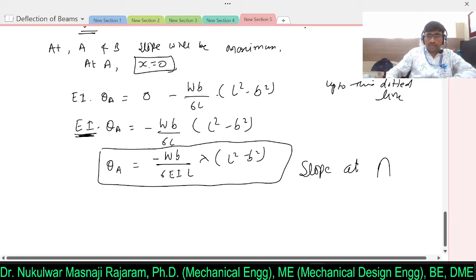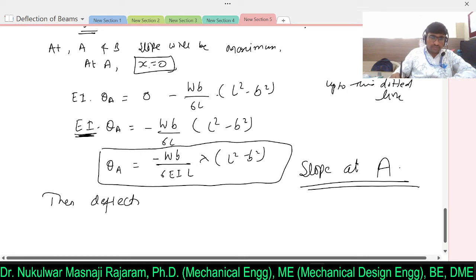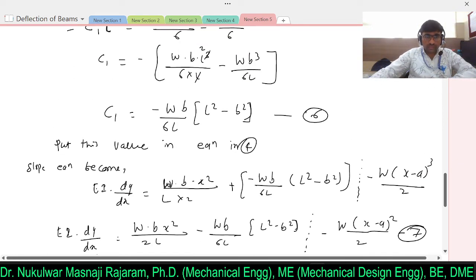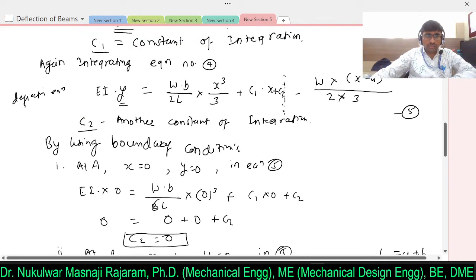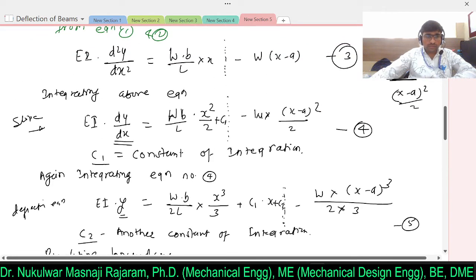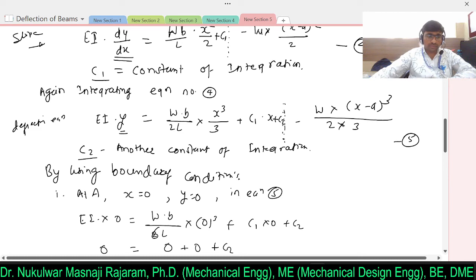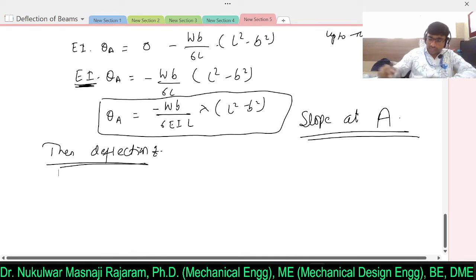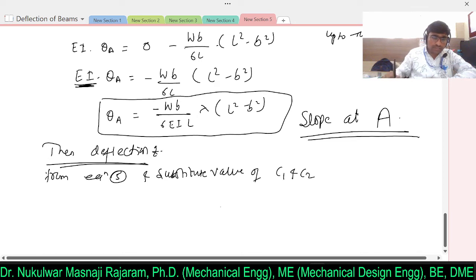Slope at A. Clear? Now if you want deflection, then just put the value of C1 and C2 in equation number 5. So this is the deflection equation. Clear? So I will write from equation 5 and substitute the value of C1 and C2.